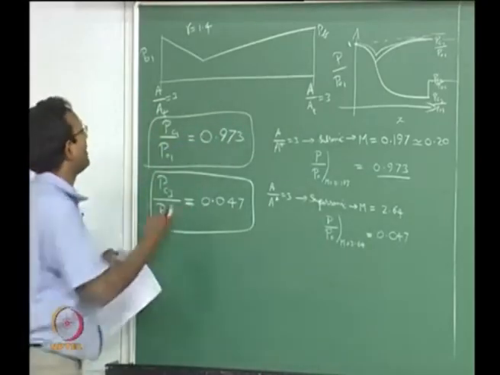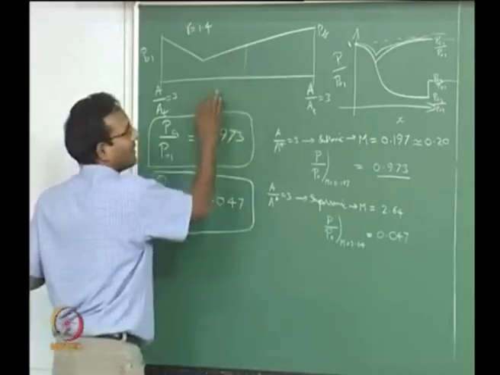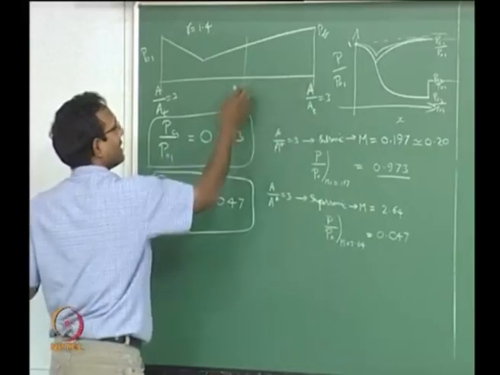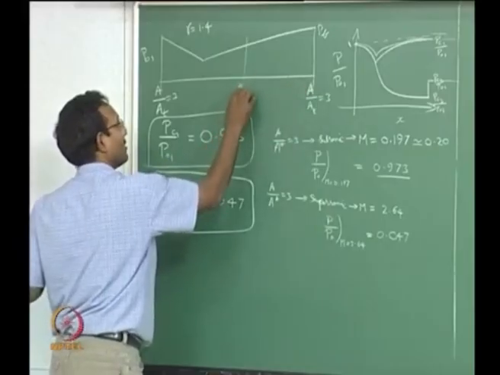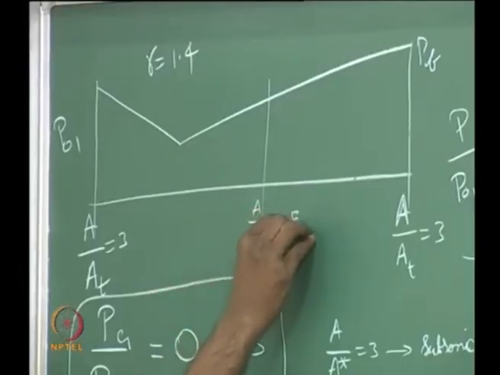If I want to find any intermediate condition, what should I do? Find that area, whatever be the area. Let us say this is 3, right. Let us say this is A by A star, or A by A throat, of say 1.5.